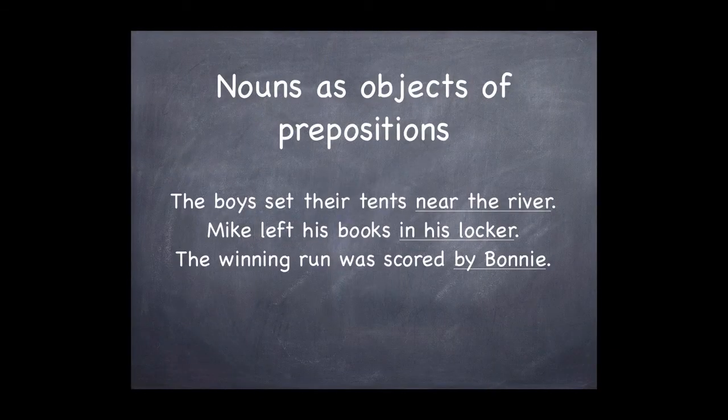Now, the first thing that can be an object of the preposition is a noun. For instance, the boys set their tents near the river. We have near as a preposition, and we have a noun, river, which is acting as the object of the preposition.